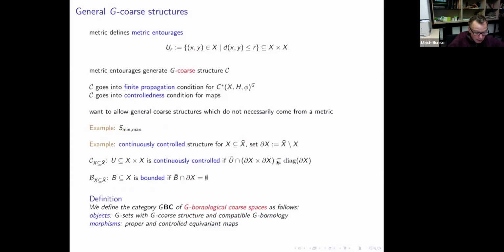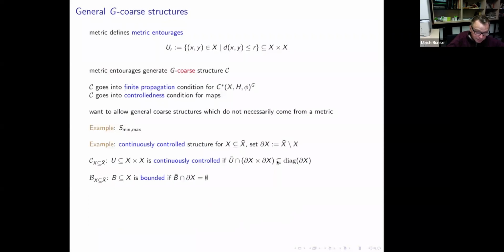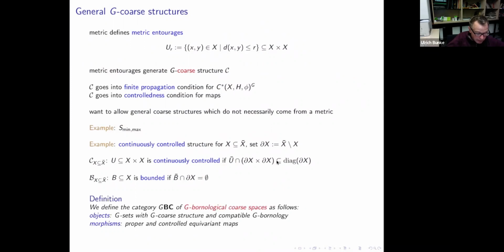And in general, these continuously controlled structures are not generated by countably many entourages. Anyway, now I think I have motivated why we consider this category of G-bornological coarse spaces. So what are the objects? These are just G-sets with a G-coarse structure and a compatible bornology.